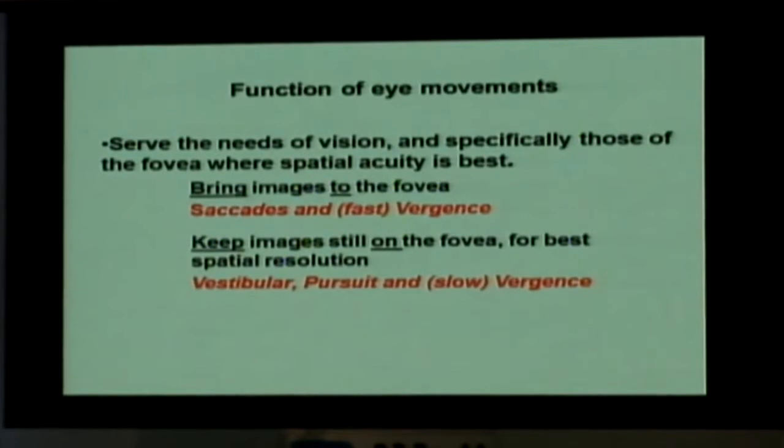And once at the fovea, we have to keep the image quiet. So we have vestibular movements when we move our heads, we have pursuit movements, which allow us to track targets. And we have slower vergence. A few more details.